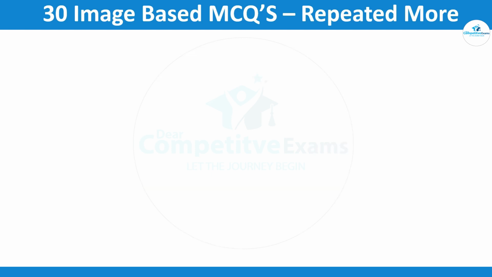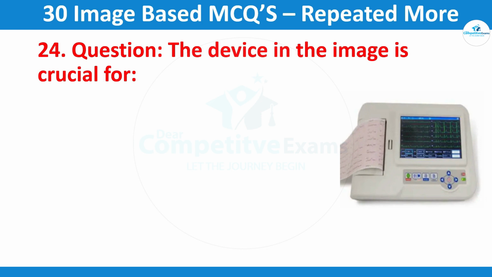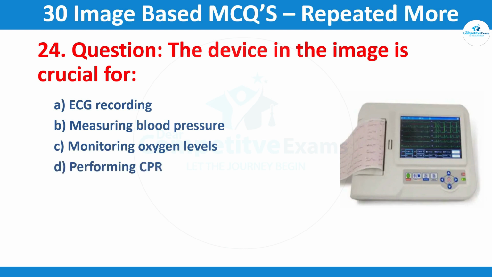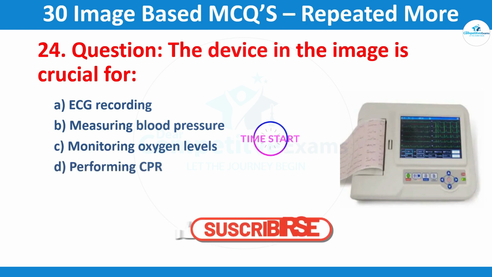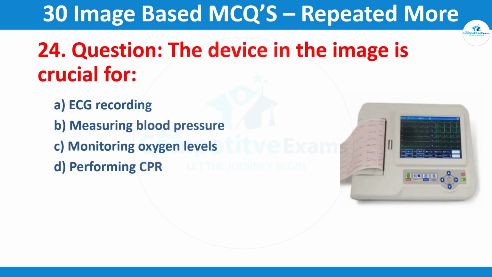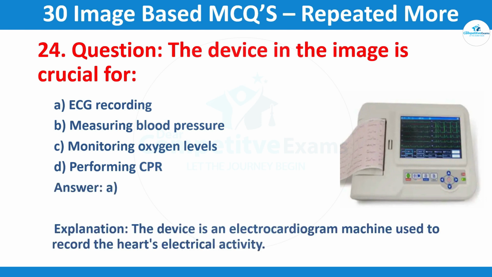Question number 24. The device in the image is crucial for. Options: ECG recording, measuring blood pressure, monitoring oxygen levels, or performing CPR. The right answer is ECG recording. The device is an electrocardiogram machine that is used to record the heart's electrical activity.